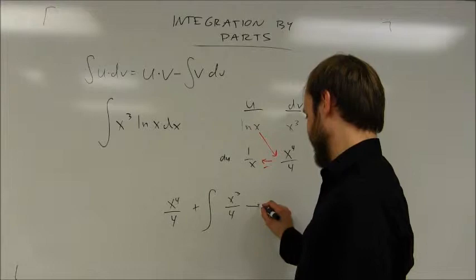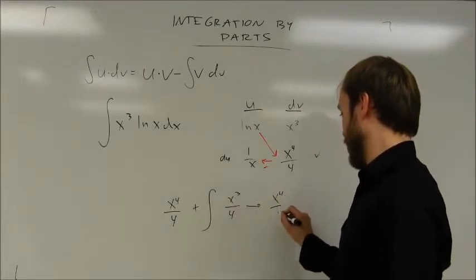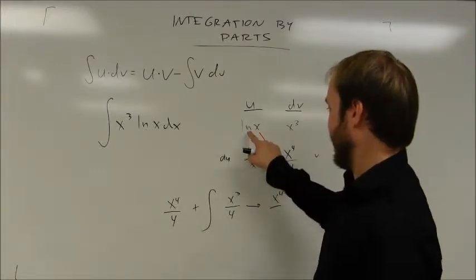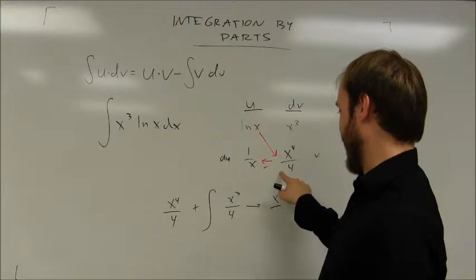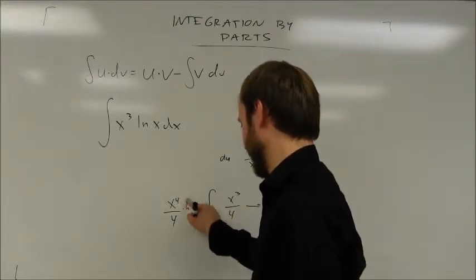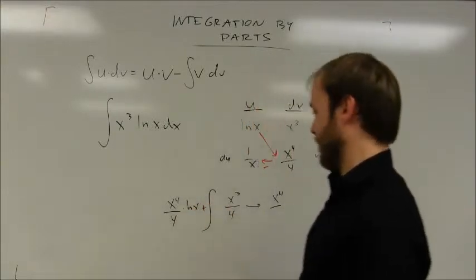And then basically I just have to go through the process here. That's going to be x to the 4th. Wait a second, I lost something here. I'm sorry, at the start, that should have been ln of x times x to the 4th over 4. So I need to have that ln of x in there.